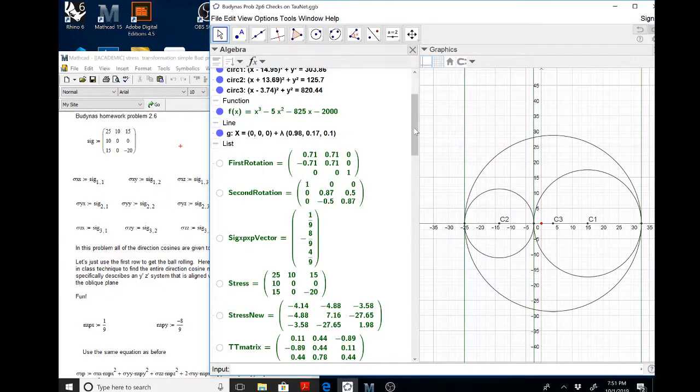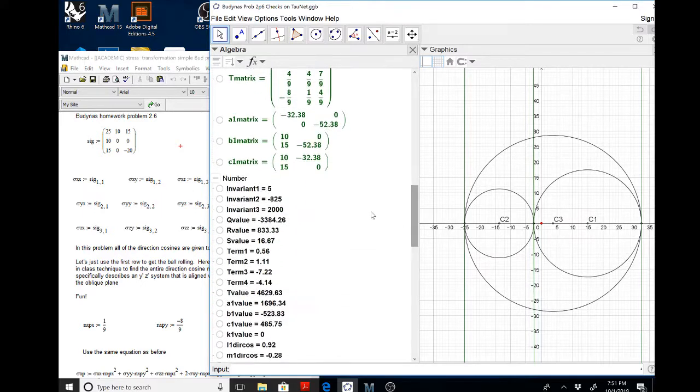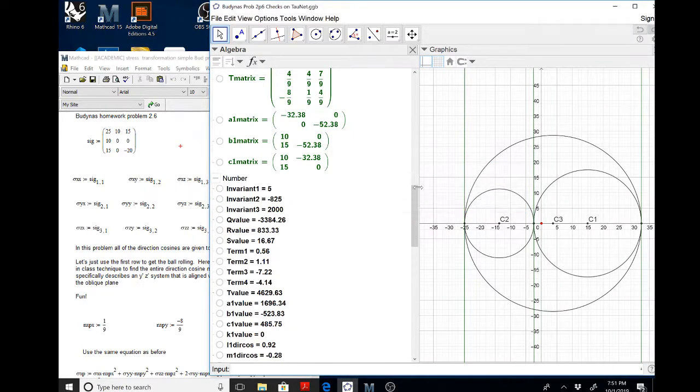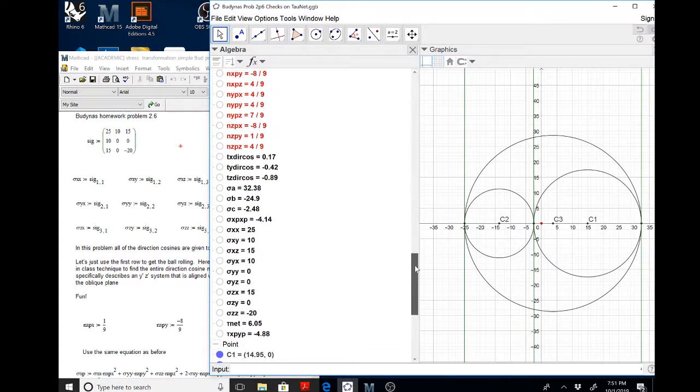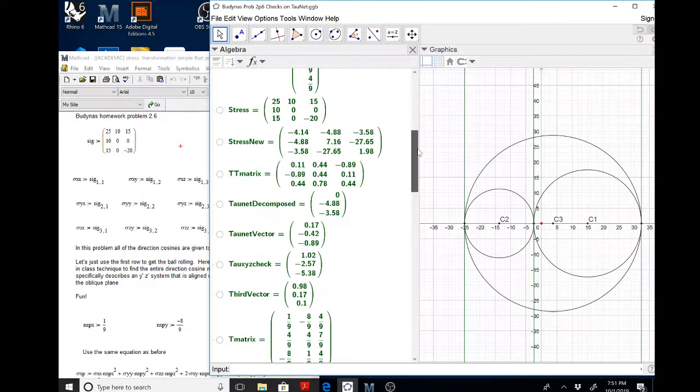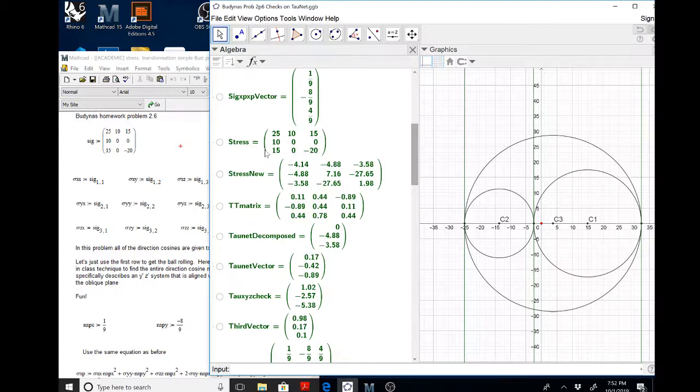But obviously I need the invariants. So let's take a look at those invariants here. So the invariant 1 is simply sigma xx plus sigma yy plus sigma zz. Now, I showed you how to type in that matrix, but I didn't do that for this stress matrix. You'll see what I did here. You could do it either way.